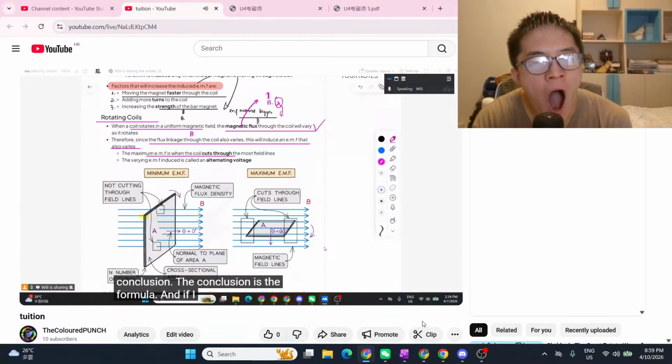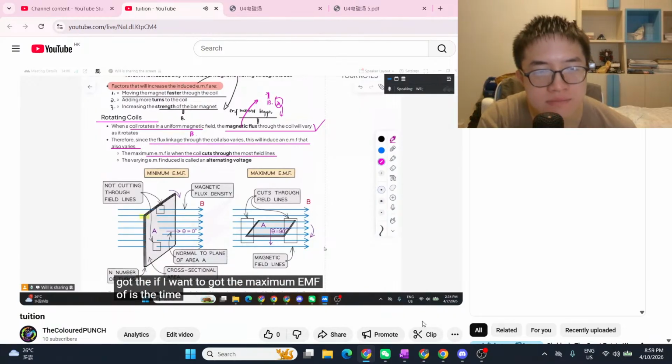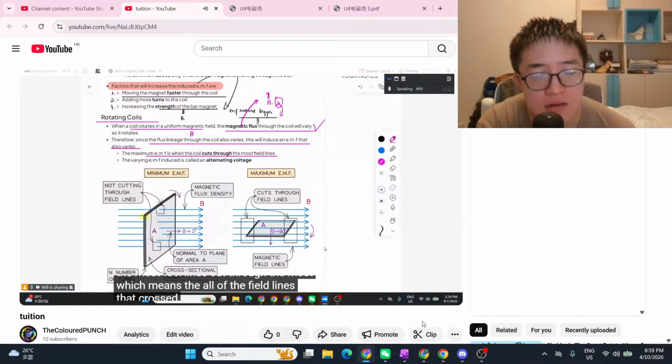And if I want to get the maximum EMF, it is the time when the coil cuts through the most field lines. Cuts through the most, which means all of the field lines cross through the area. Like this one. Understand that? All of the field lines cross through the cross sectional area. Right now we have the maximum EMF. Here's the maximum EMF, right?